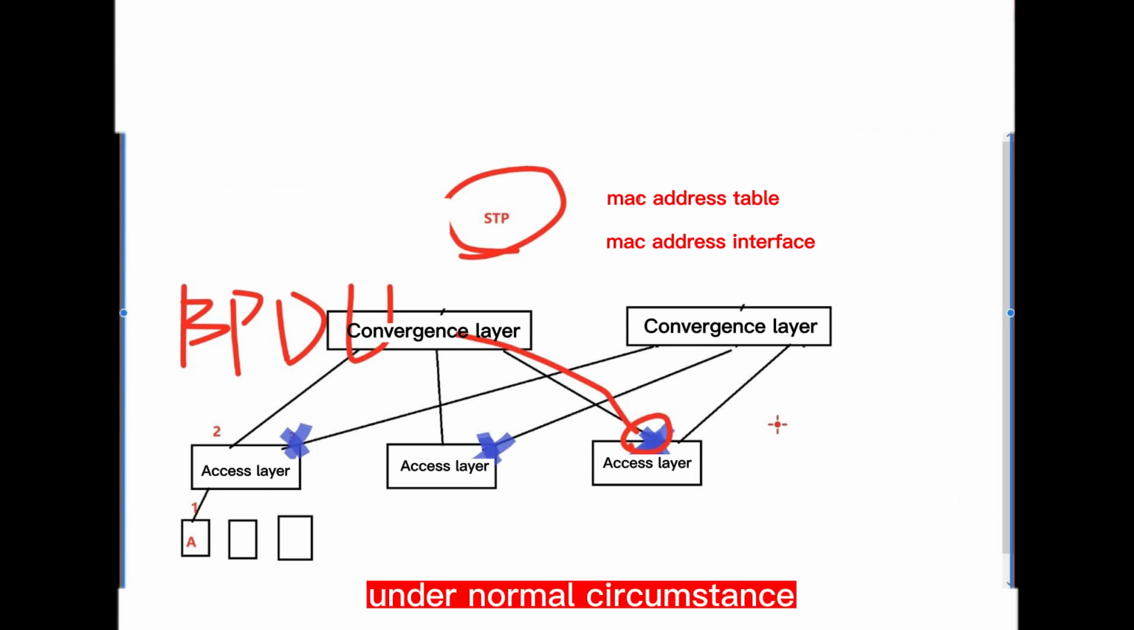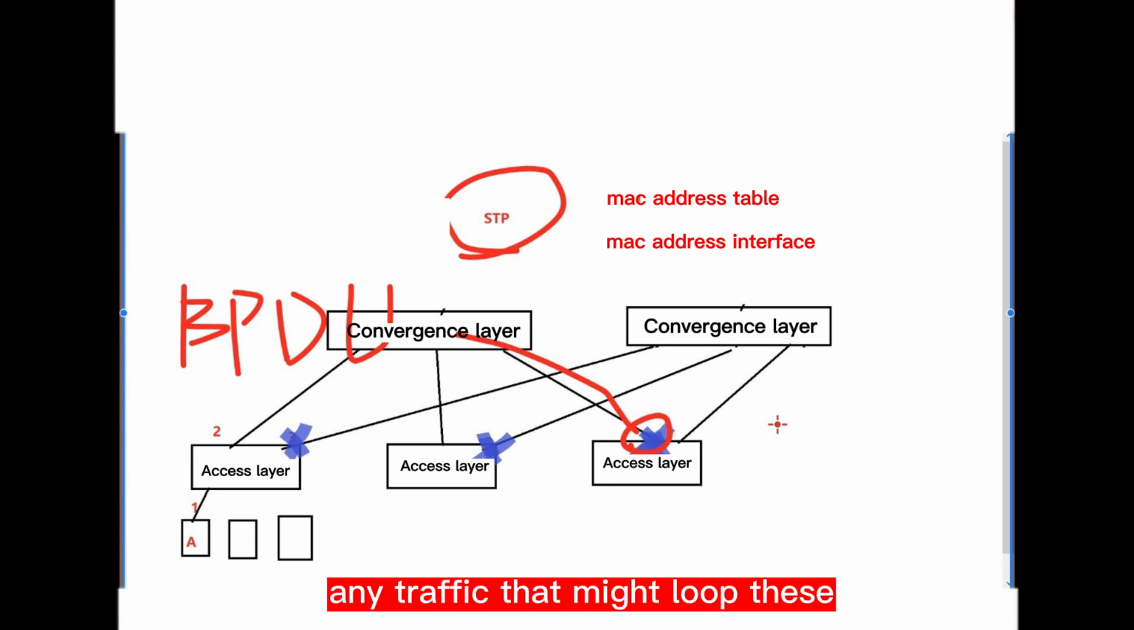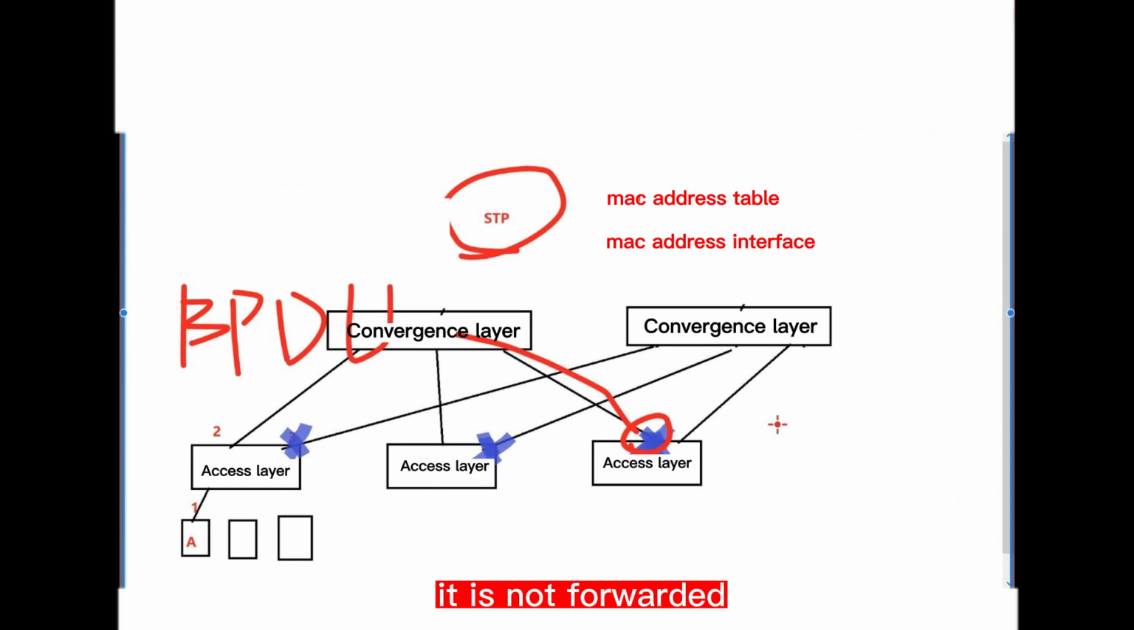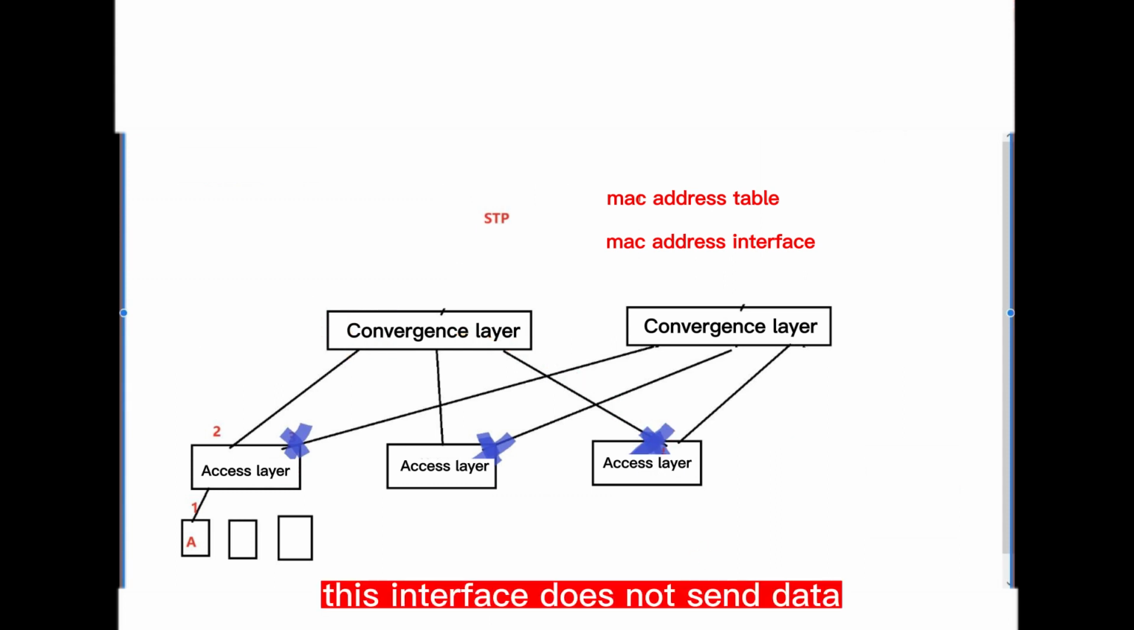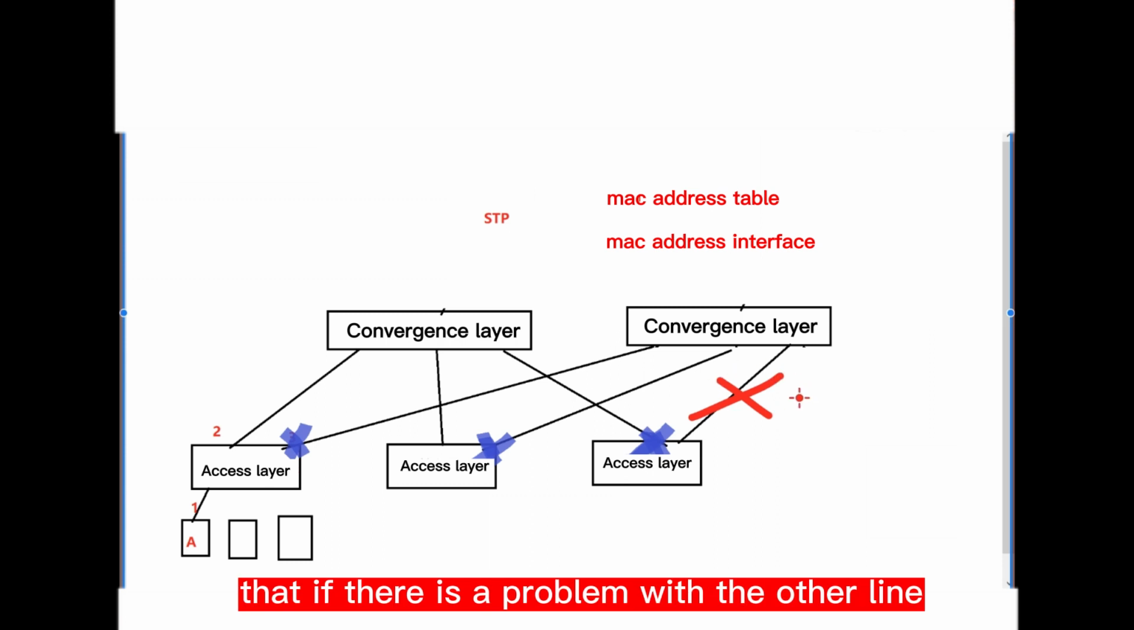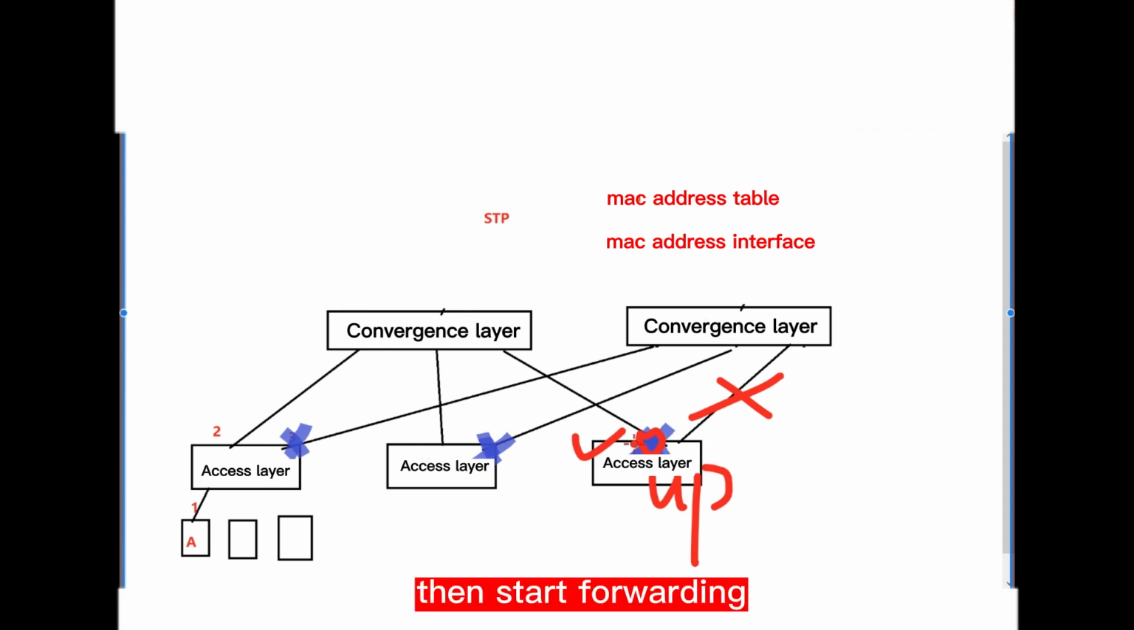Under normal circumstances where our business is stable, it does not send any message. Secondly, this interface does not send business traffic. Any traffic that might loop is not forwarded. So I can guarantee both. Under normal circumstances, this interface does not send data. It also ensures that if there is a problem with the other line, this interface can automatically come up and then start forwarding. Like a button.